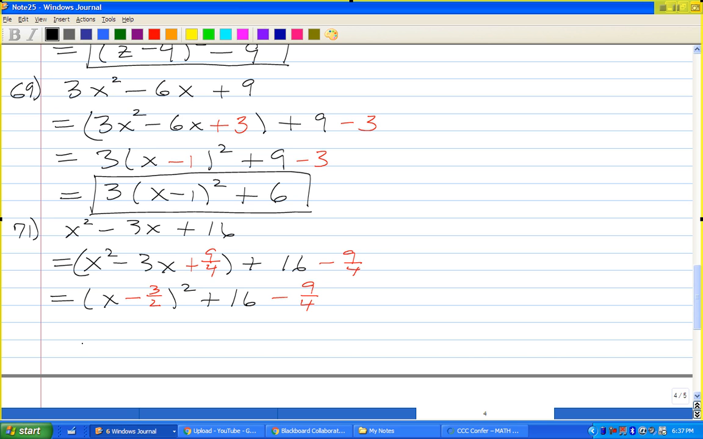And so I get x minus 3 halves quantity squared plus, let me multiply and divide by 4. And so I get 64 minus 9, 55 over 4. And that is your answer.